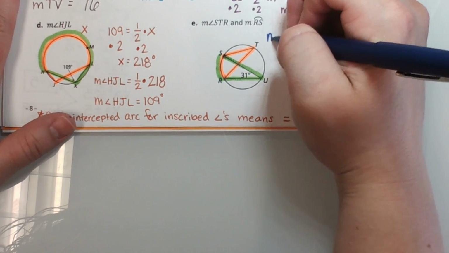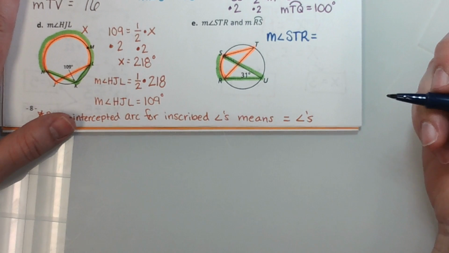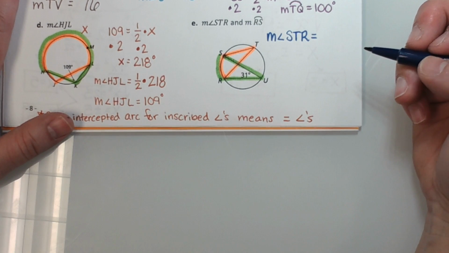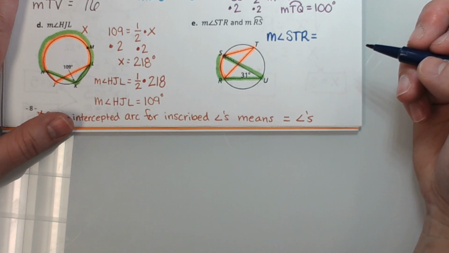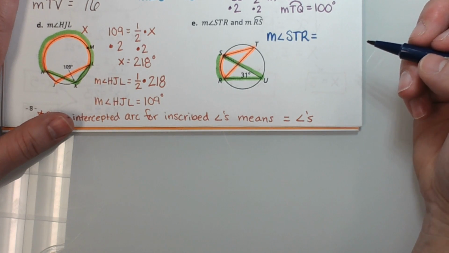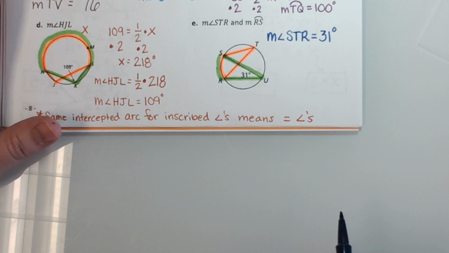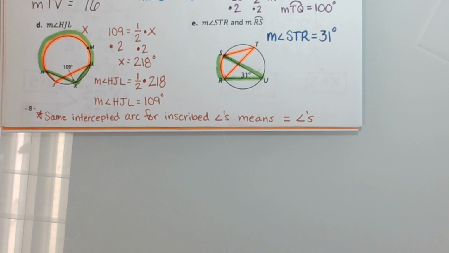The measure of angle STR is going to be equal to SUR. True, but not what I was looking to write. What is the measure of angle SUR? 31. You're not wrong, Colin. It is equal to the measure of angle SUR.